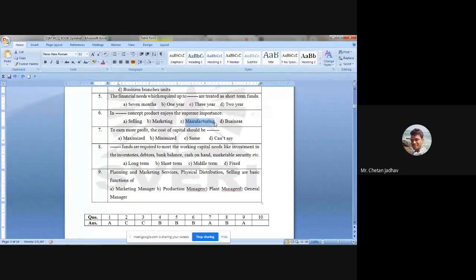During manufacturing, no one is asking. Okay, business means the organization, and selling comes after doing marketing. Okay, so marketing is the correct answer for this question.